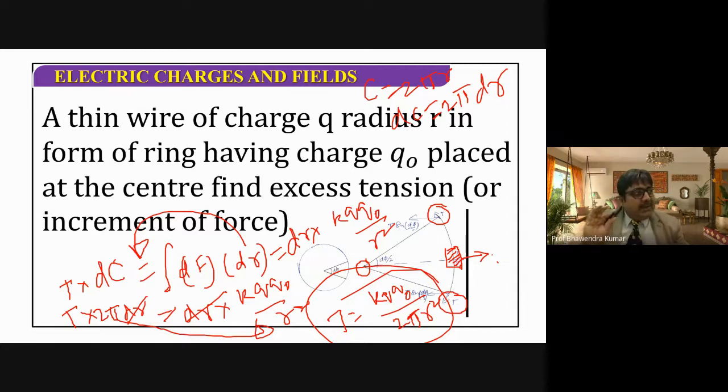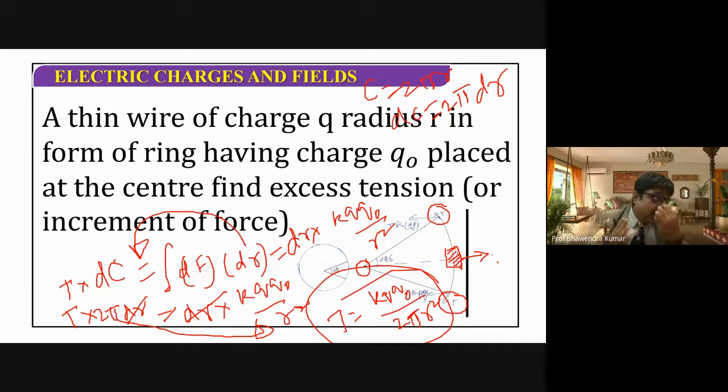Do you understand how this method was used here? There will be many situations where this method can be used. What we are doing is imagining the system is in equilibrium under two forces. One force is the force of electrostatic repulsion, which is acting in the radial direction. The other is acting along dr. Is it clearly visible to you?